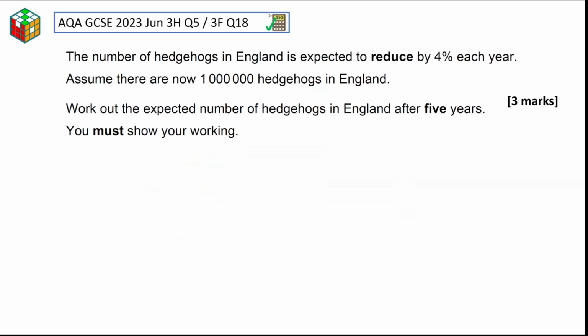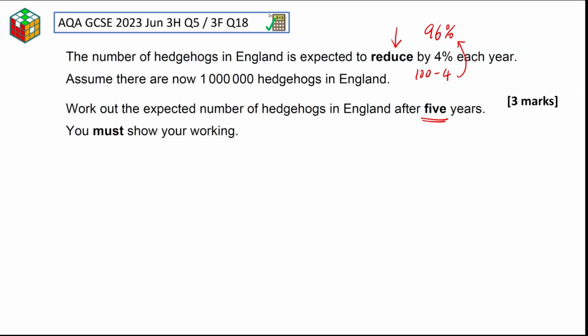Another not money related question, but still compound. The number of hedgehogs in England is expected to reduce. This time it's reduced. They bold it for you already to remind you it's less now. It's not 104%, but it should be 96% because it's less. So that's why it's 100 take away 4 to give you the 96%. Assume there are now 1 million hedgehogs in England. Work out the expected number of hedgehogs in England after 5 years.